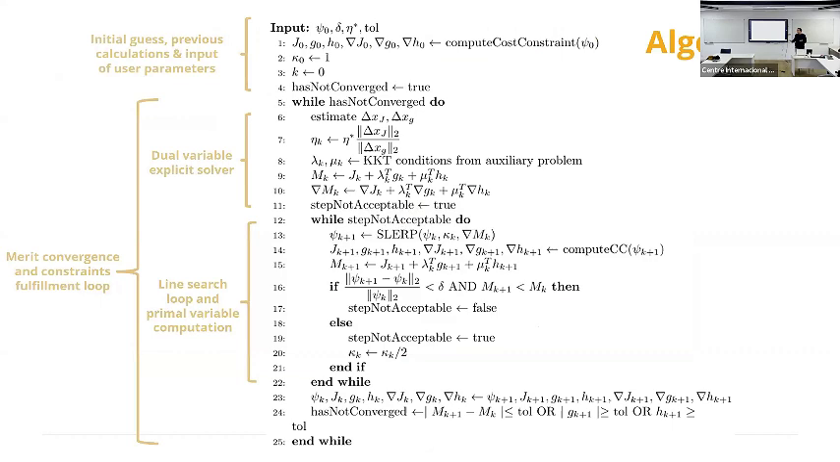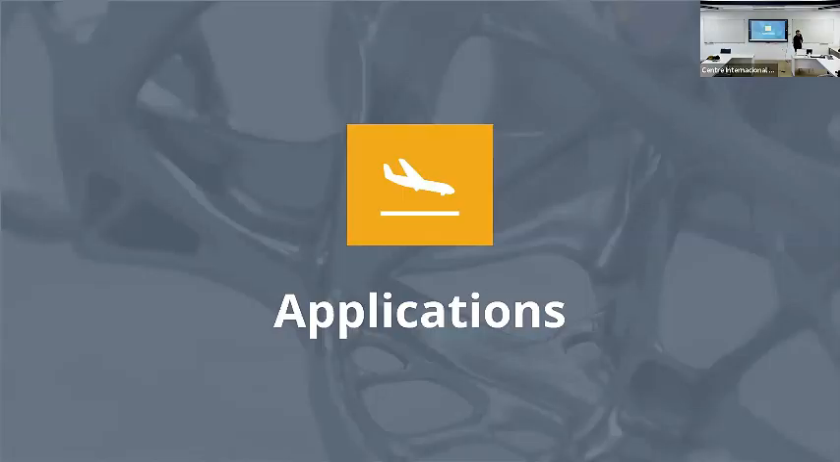And well, this is the algorithm. Basically, we have an introductory block where we define the initial guess, previous calculation, and so on. Then we enter the huge loop, which is related to the convergence of the global problem and fulfillment of constraints. Inside this block, we have a first block to compute the dual variable, which, as I said before, is explicit, so we can compute it before updating the primal variable. And then a loop where the primal variable is updated by line search, with tau small enough to decrease the Lagrangian function. So let's see some applications.